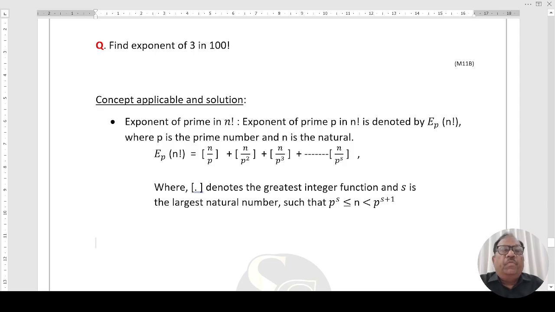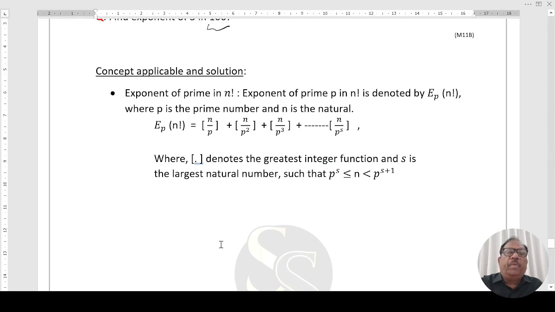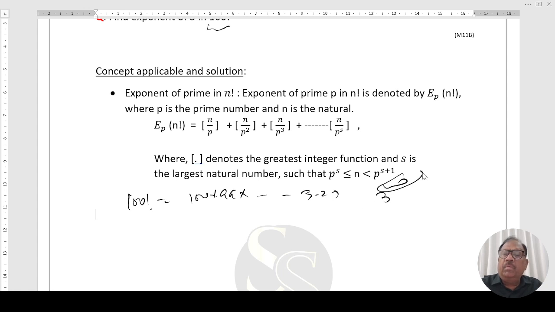Question is find exponent of 3 in factorial 100. Concept applicable and solution. First of all, we should know what is the meaning of exponent in factorial. Means factorial 100 is given to you. One method is to write 100 into 99 into 98 and so on down to 3, 2, 1, then see how many powers of 3 are there. That will be the exponent of 3. That is a very time consuming and lengthy process.